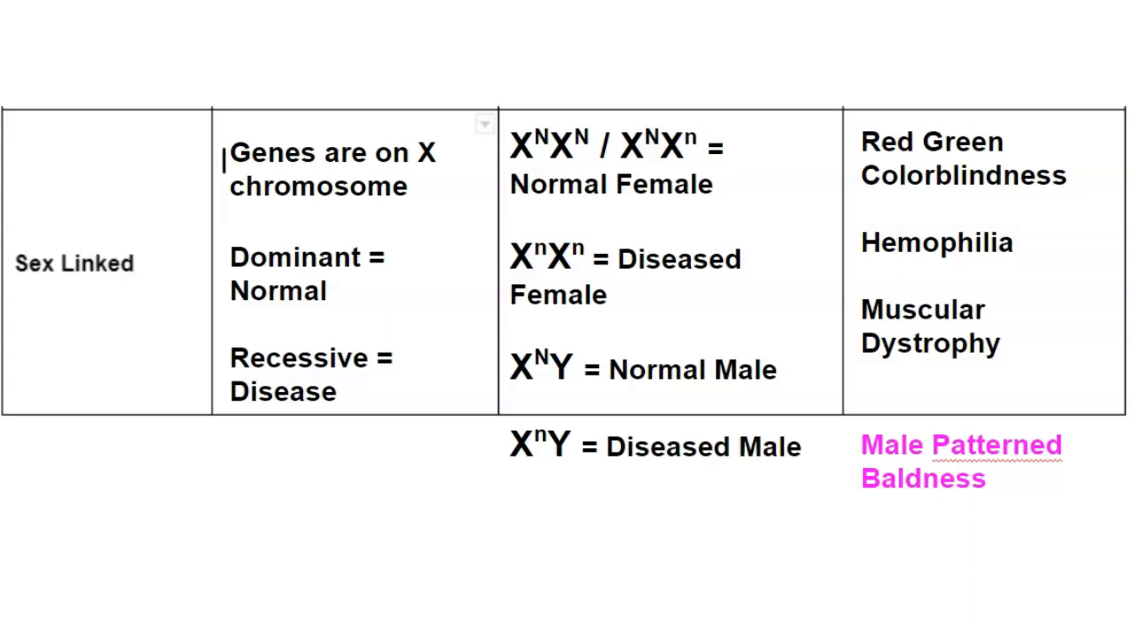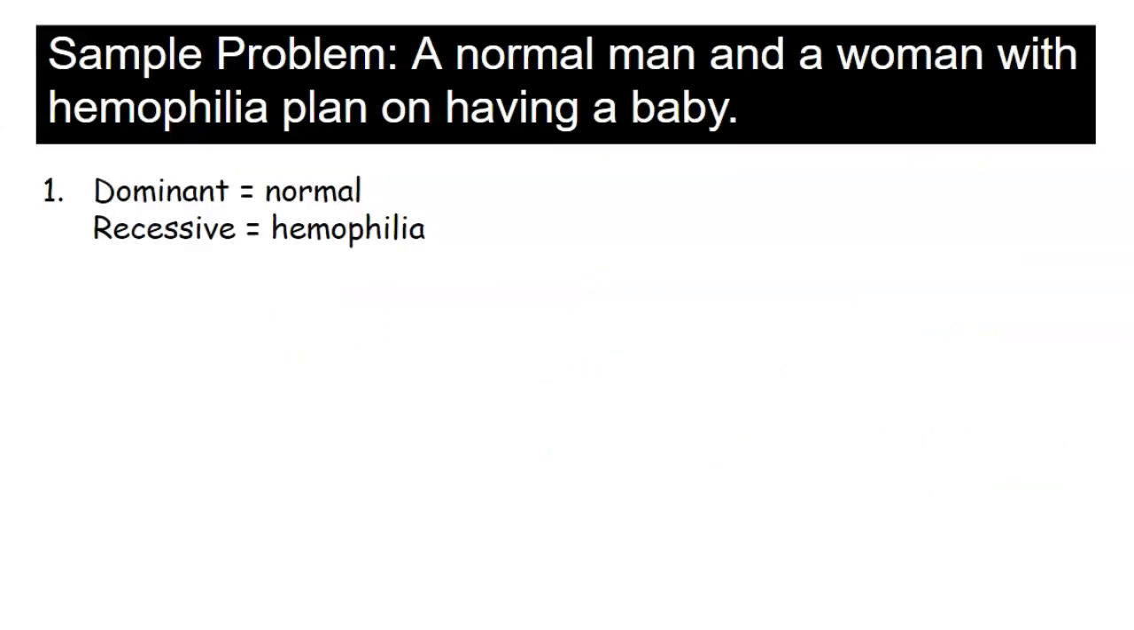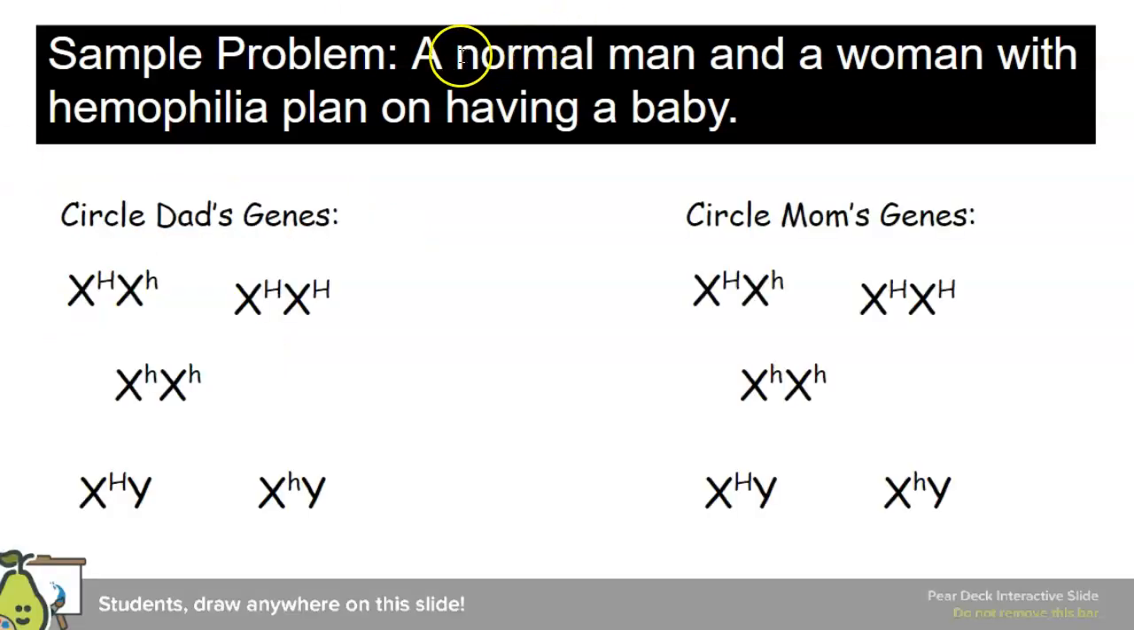We're just going to run through a practice problem really quickly, and then we'll be done. How do we do these problems? It says a normal man and a woman with hemophilia plan on having a baby. The dominant one's always going to be normal, and recessive is going to be whatever the disease, in this case hemophilia. We've got to assign letters. Normal gets a capital H, and hemophilia gets a lowercase h. You can use whatever letter you want, A, B, Q. Sometimes people like to use N because big N means normal and two little n's means they're not normal. That would be okay. So it says a normal man.